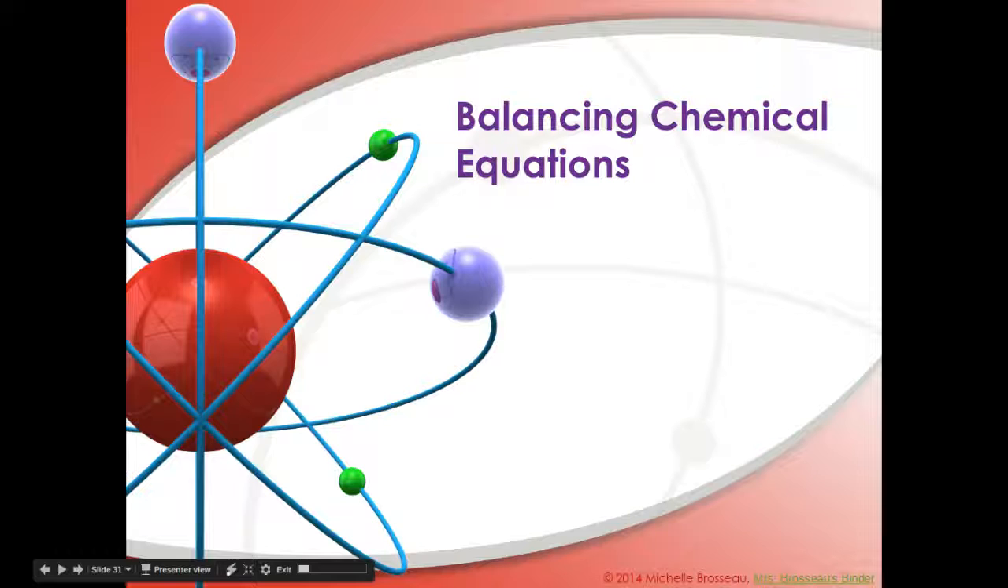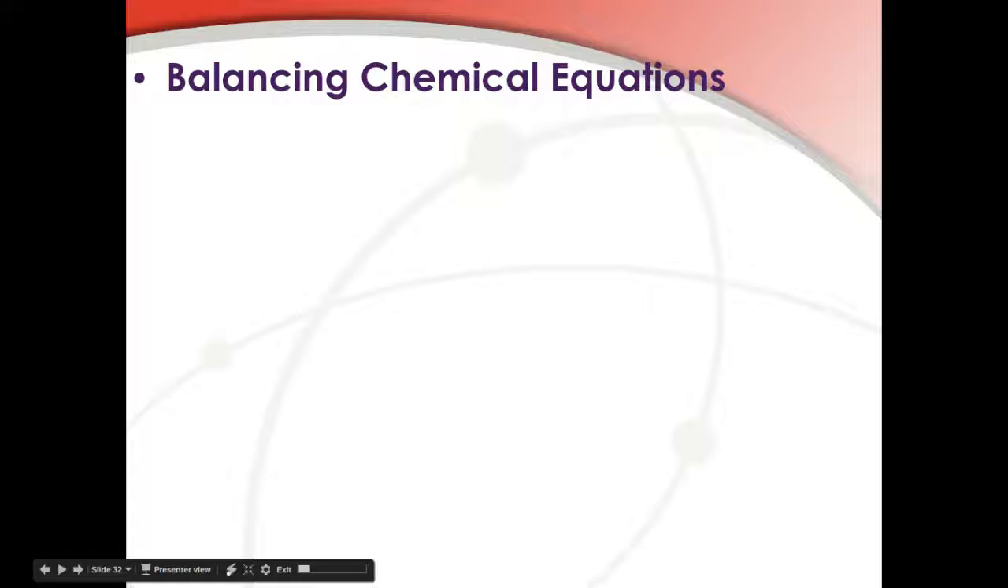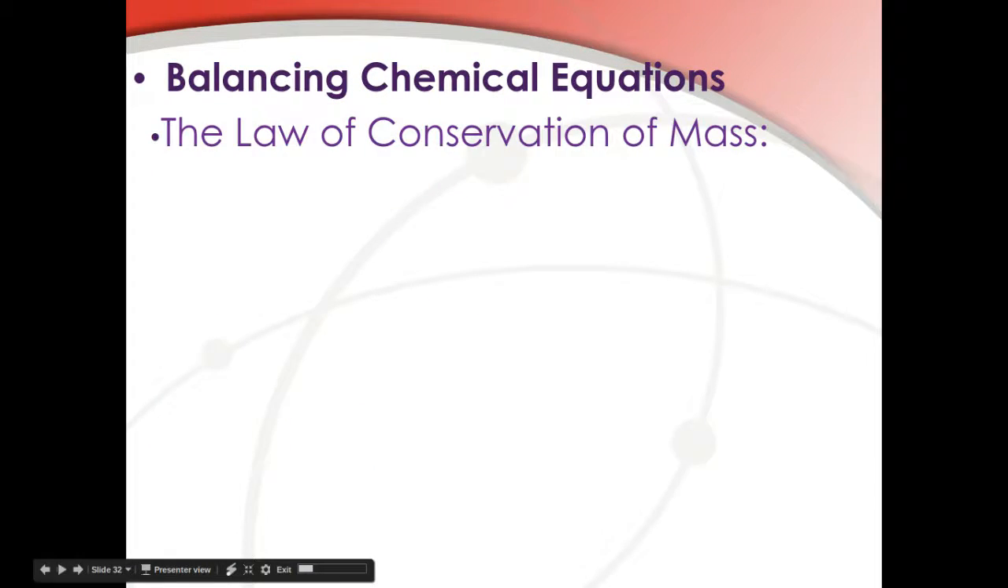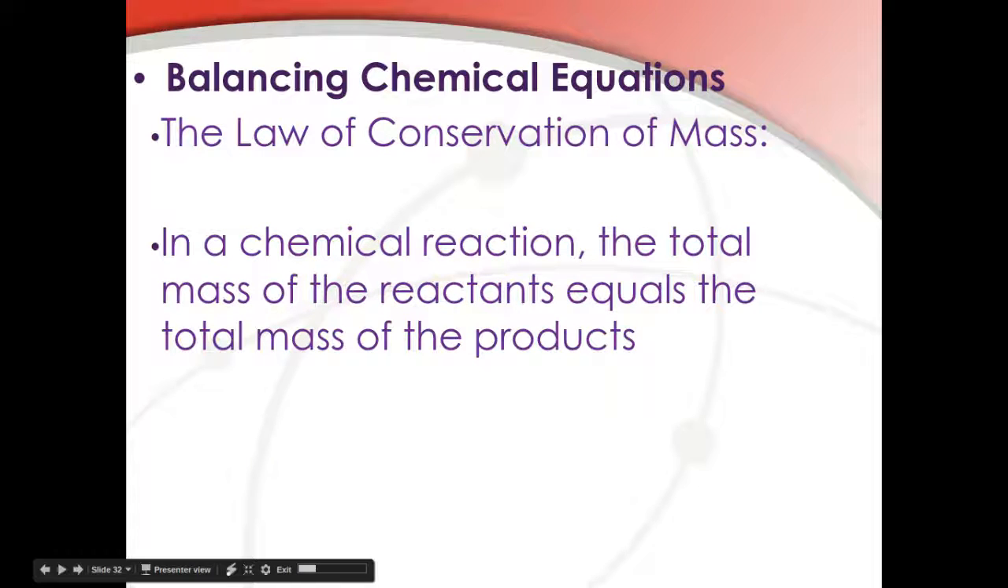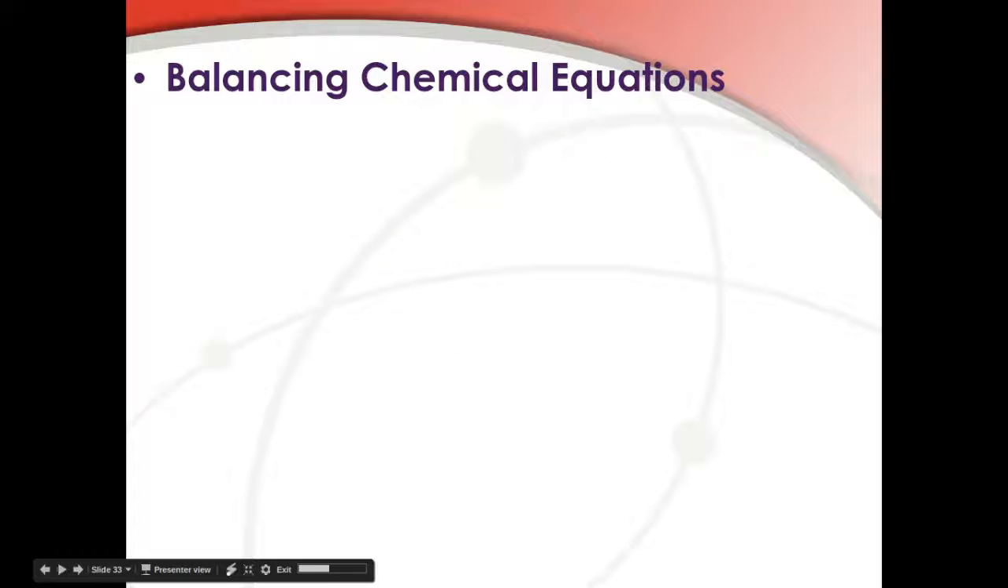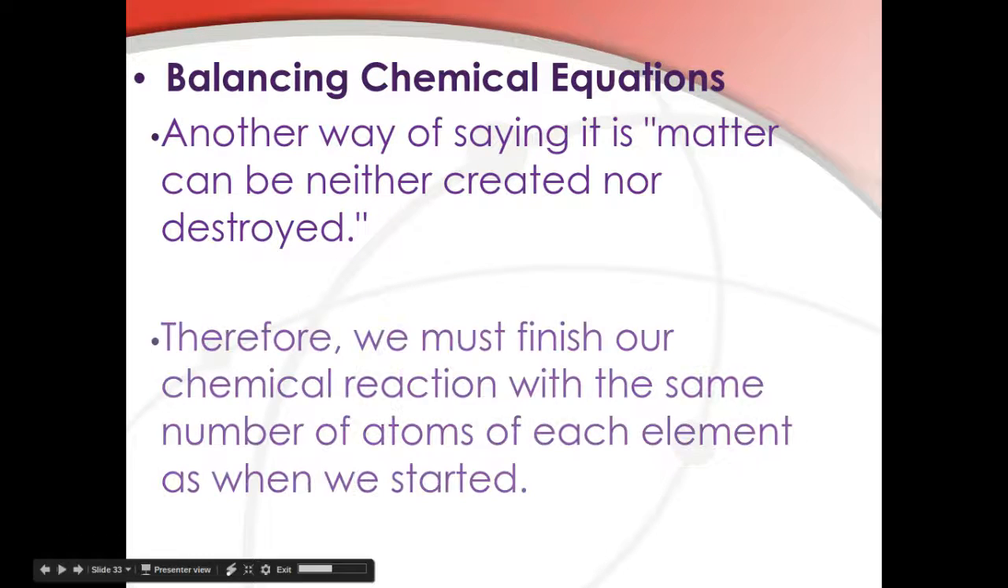The law of conservation of mass says that the total mass of the reactants has to equal the total mass of the products in a chemical reaction. Another way to say this is that mass can neither be created nor destroyed. So any atoms that go into a chemical reaction on the reactant side have to also come out of the chemical reaction on the product side.